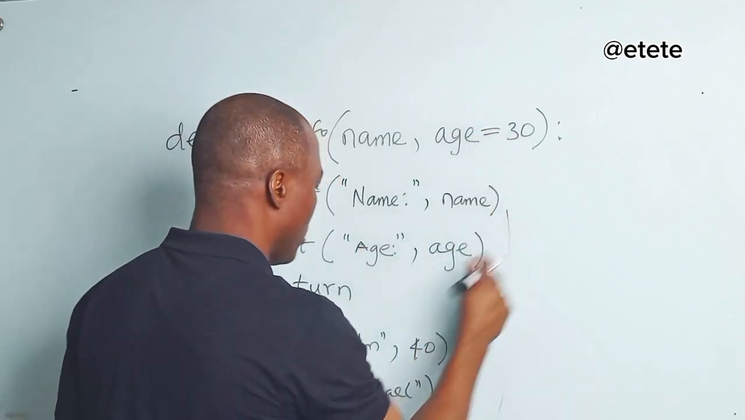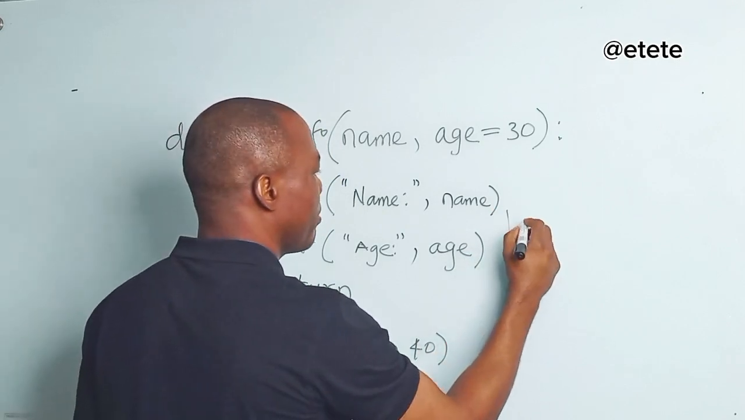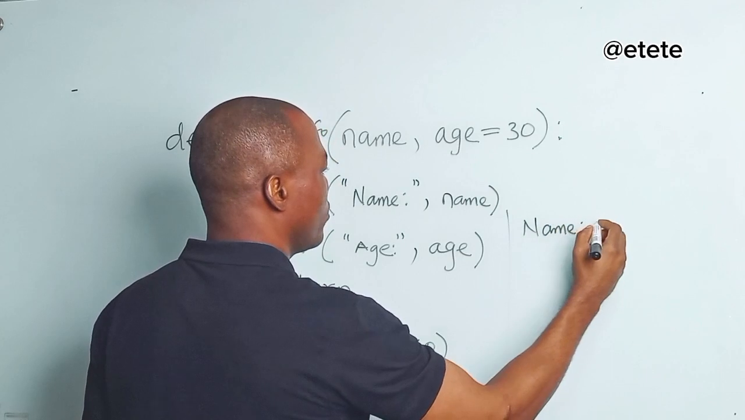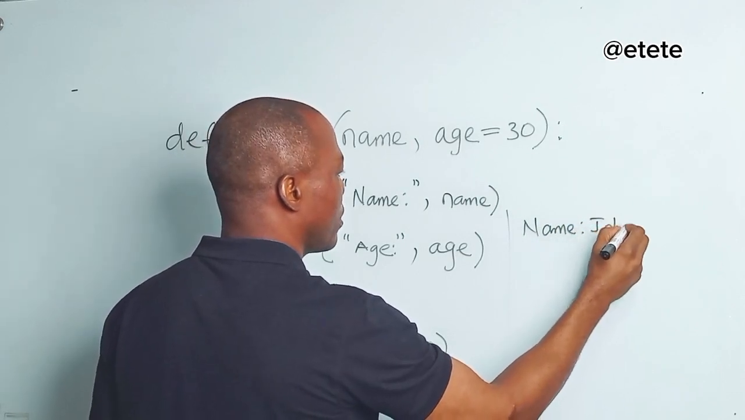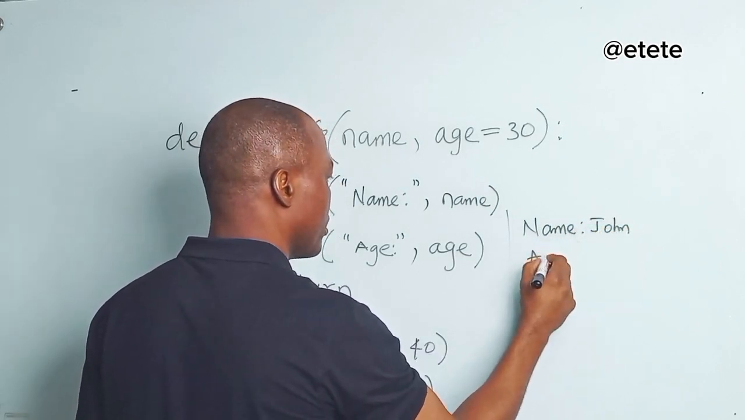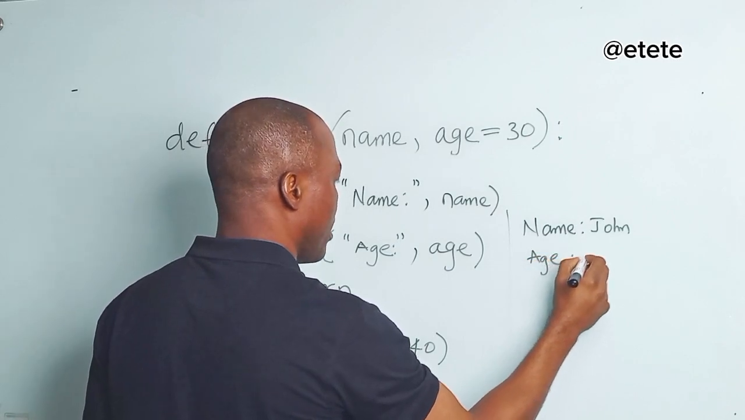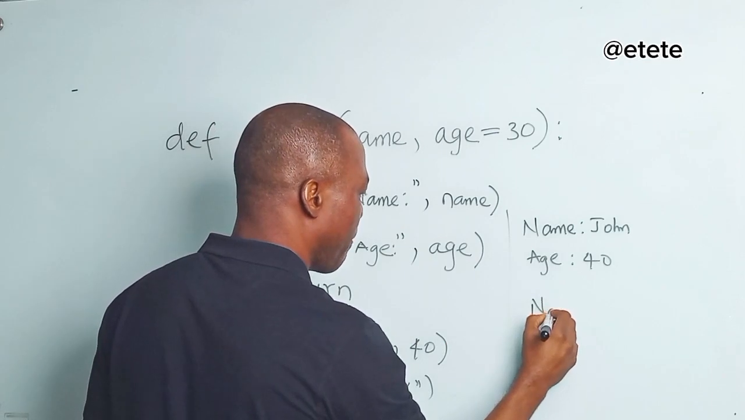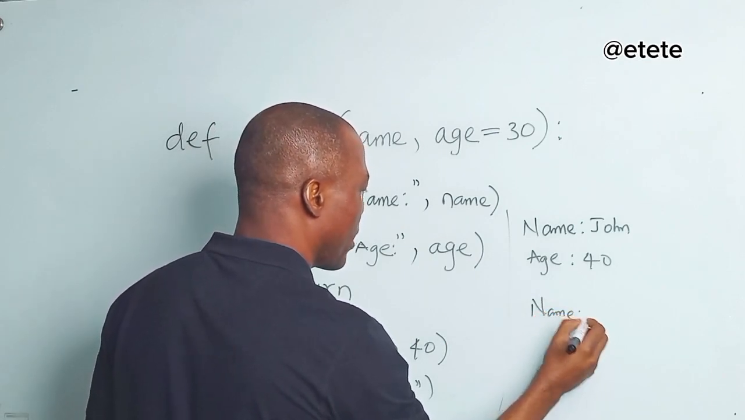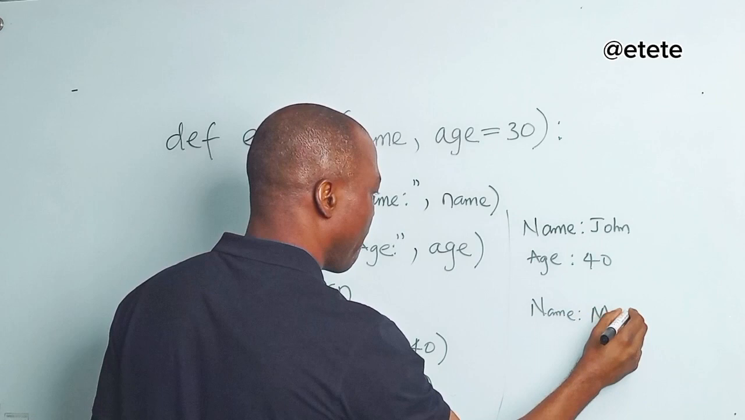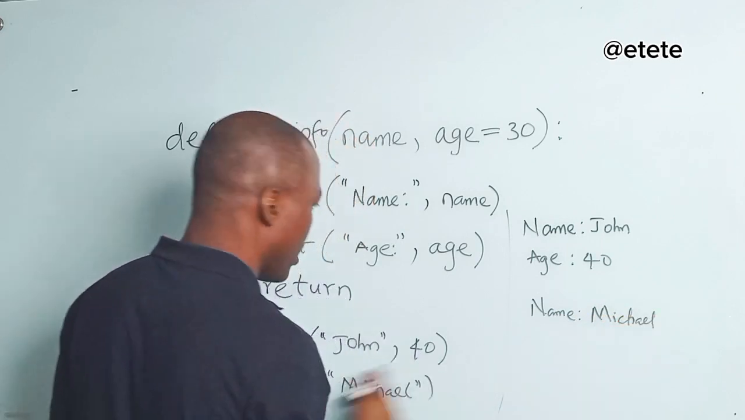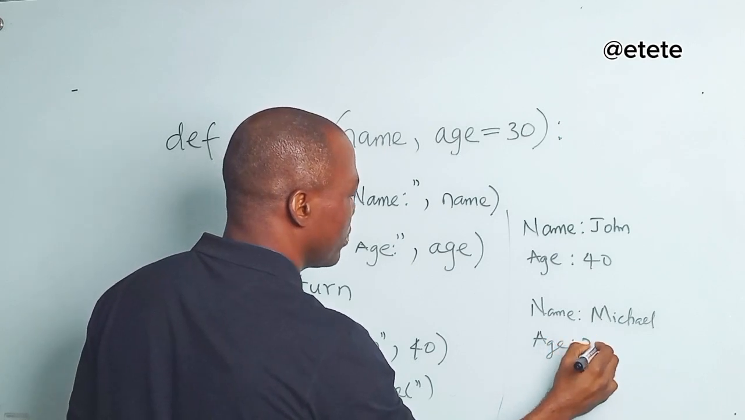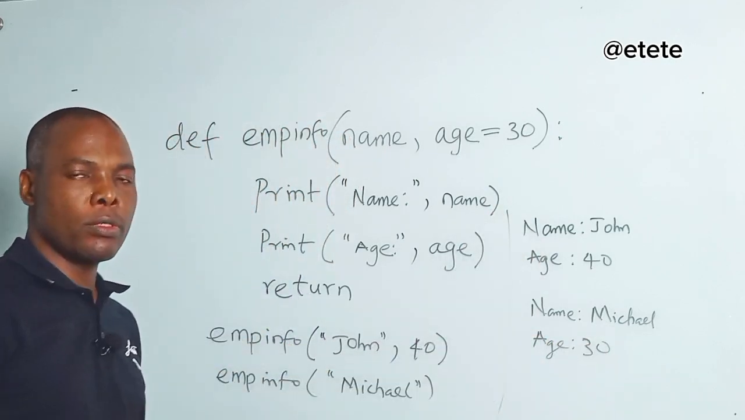So this one will print name, then it will print John, and then it will print age, and it will print 40. While this one will print name, and it will print Michael. Then age, it will print 30. This will be my output.